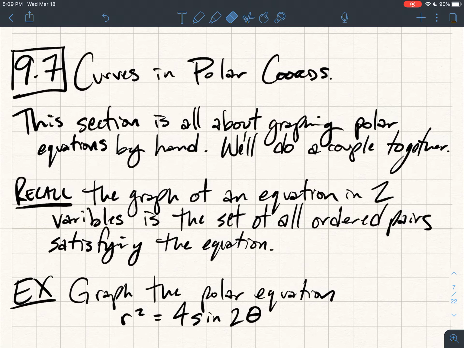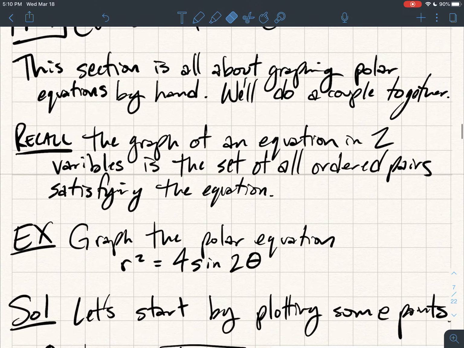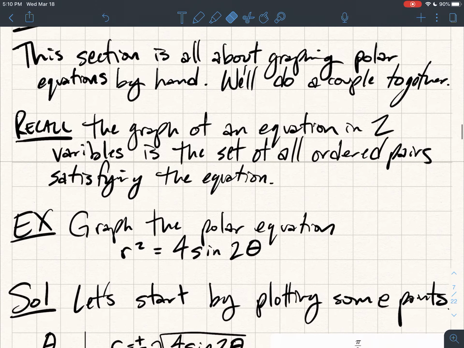Let's do one together. The graph of an equation in two variables is the set of all ordered pairs satisfying the equation. That's true in rectangular coordinates. That's also true in polar coordinates, except in polar coordinates, the first coordinate is r, the distance from the origin, and the second coordinate is theta, the angle from the positive x-axis. So to graph this polar equation, r squared equals 4 sine 2 theta, we're going to start by plotting some points.